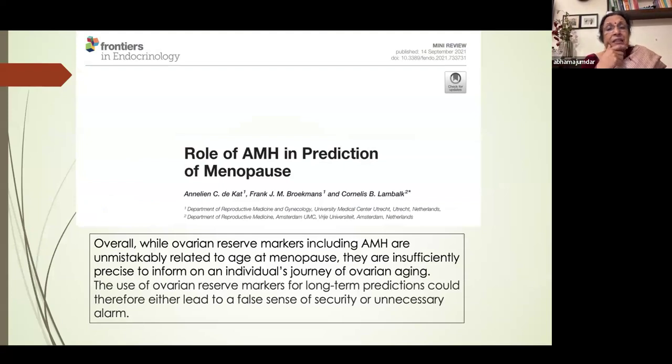So I brought the gist of the article. This is the role of AMH in prediction of menopause. I'm reading the conclusion to you. Overall, while ovarian reserve markers, including AMH, are unmistakably related to age at menopause, they are insufficiently precise to inform on an individual's journey of ovarian aging. The use of ovarian reserve markers for long-term prediction could therefore either lead to a false sense of security or unnecessary alarm. So long-term predictions are very difficult to do with ovarian reserve markers. Say you do an ovarian reserve marker at 28 and find it is low, you cannot make a long-term conclusion that she is going to have early menopause or late menopause. So please don't panic if you find low AMH in women who are young. And if she has not tried to conceive and has come to you for the first time for a preconception counseling consultation, don't scare her.